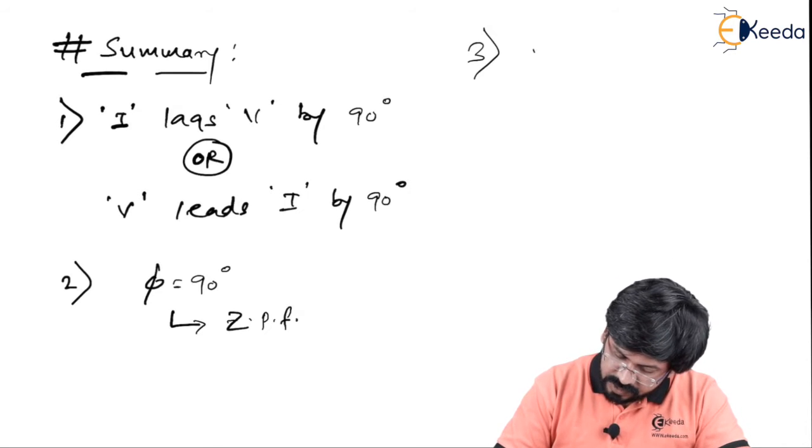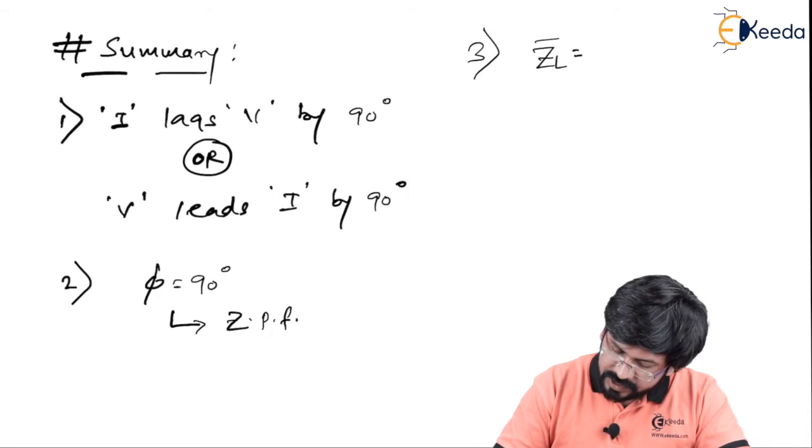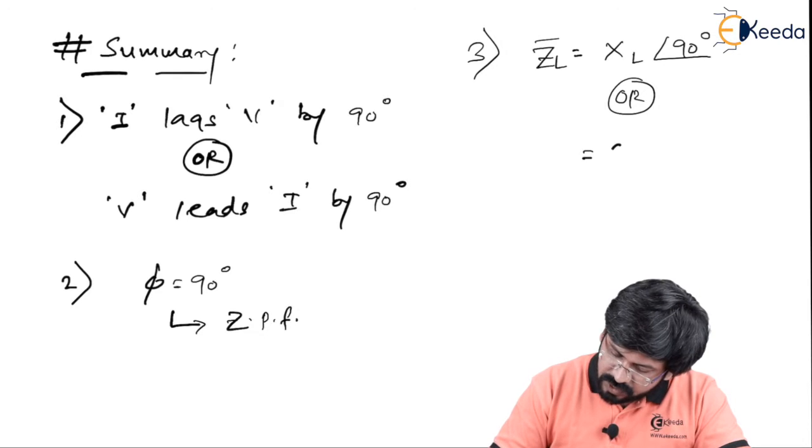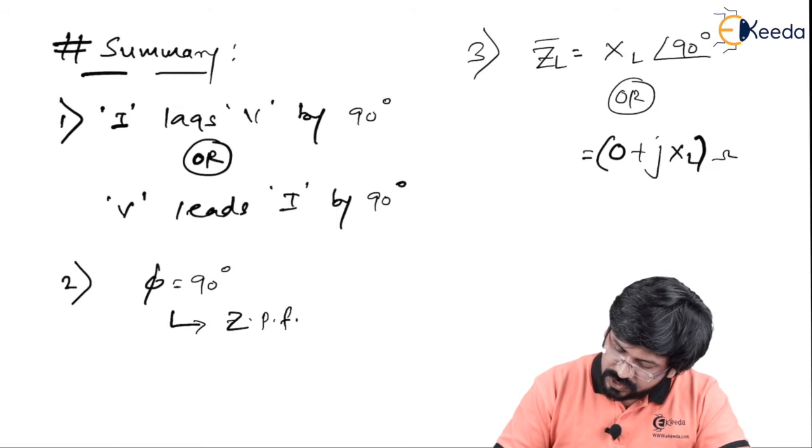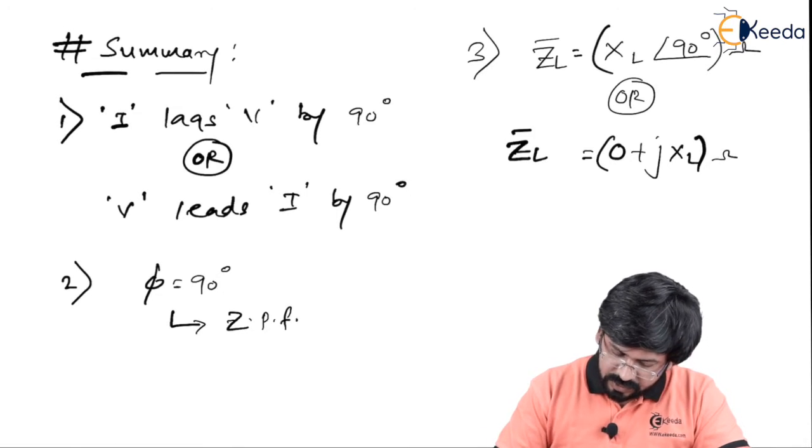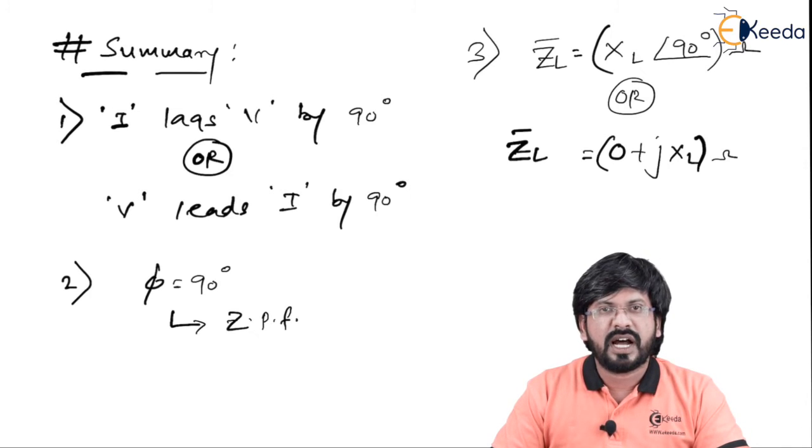Third, ZL vector is nothing but XL at an angle of positive 90 degree, or in rectangular form you can write it as 0 plus JXL. Of course, the unit is ohms in both cases. So this is the summary for the inductor, how it behaves in AC circuits. Let's move to the capacitor.